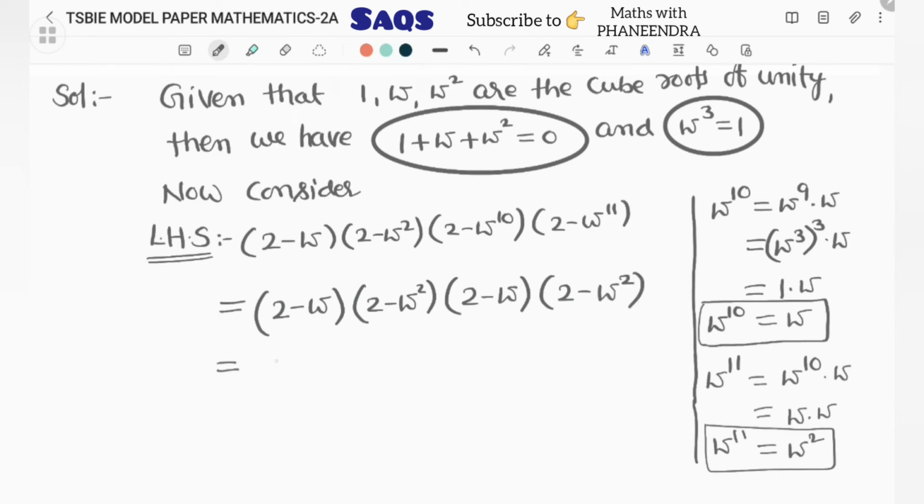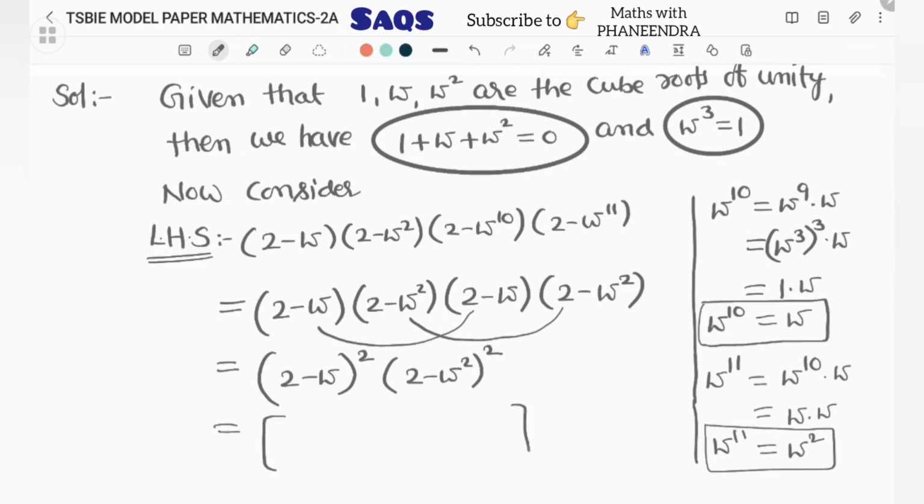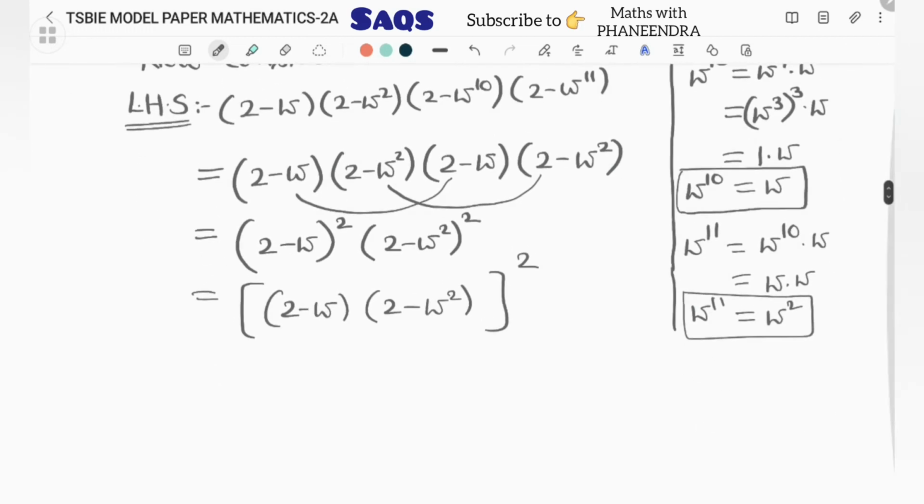So here 2 minus omega twice is there now. So 2 minus omega whole square. 2 minus omega square also twice is there. So 2 minus omega square whole square, which is equal to a square b square means ab whole square we can write. So 2 minus omega into 2 minus omega square whole square. So which is equal to 2 into 2, 4.